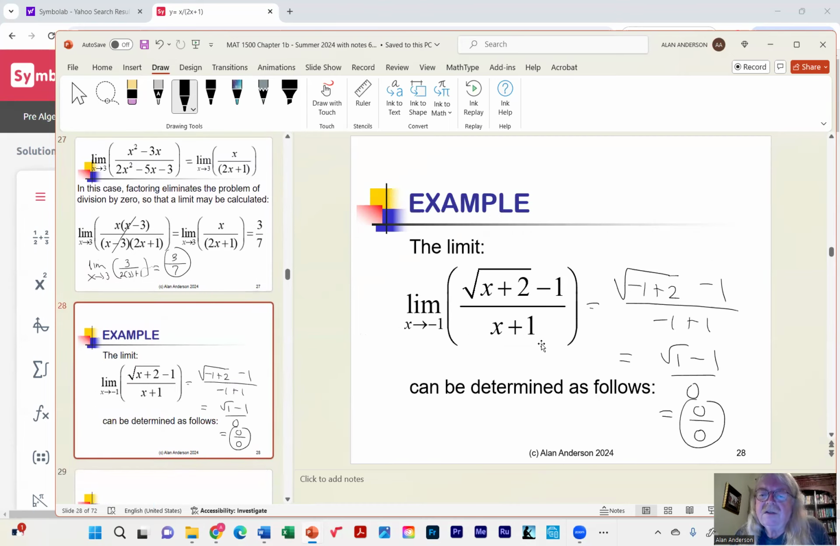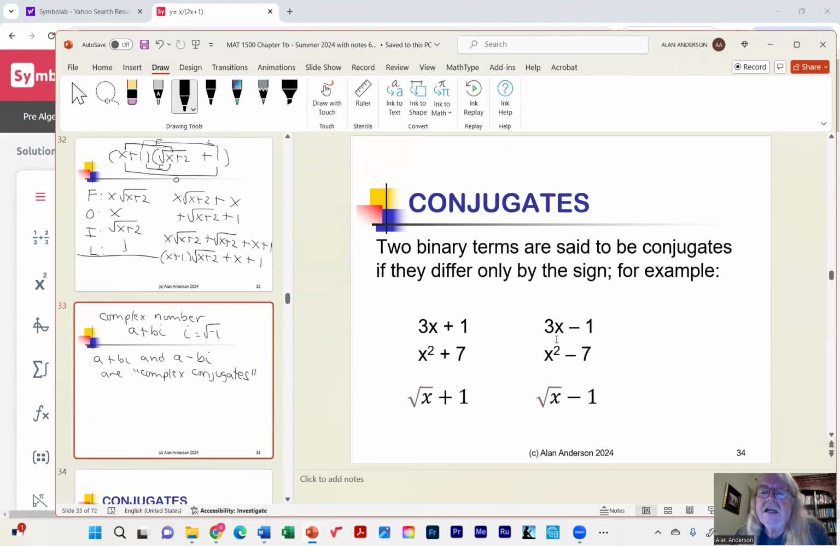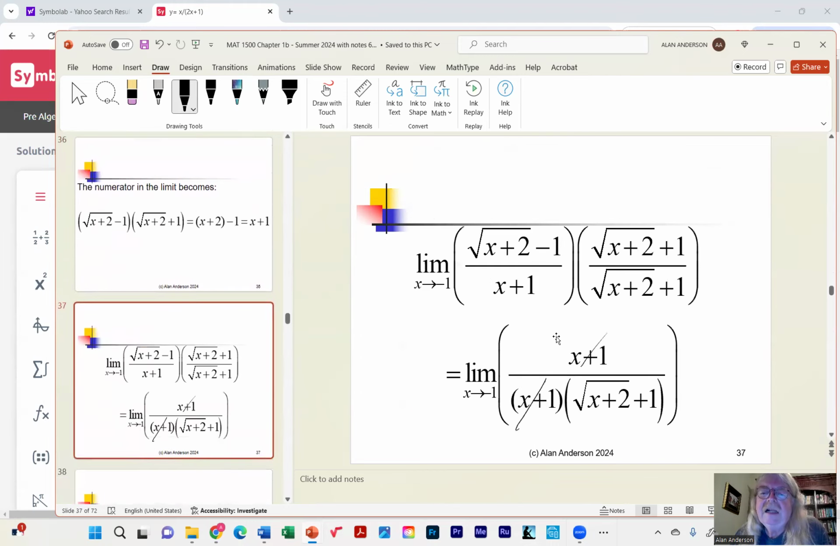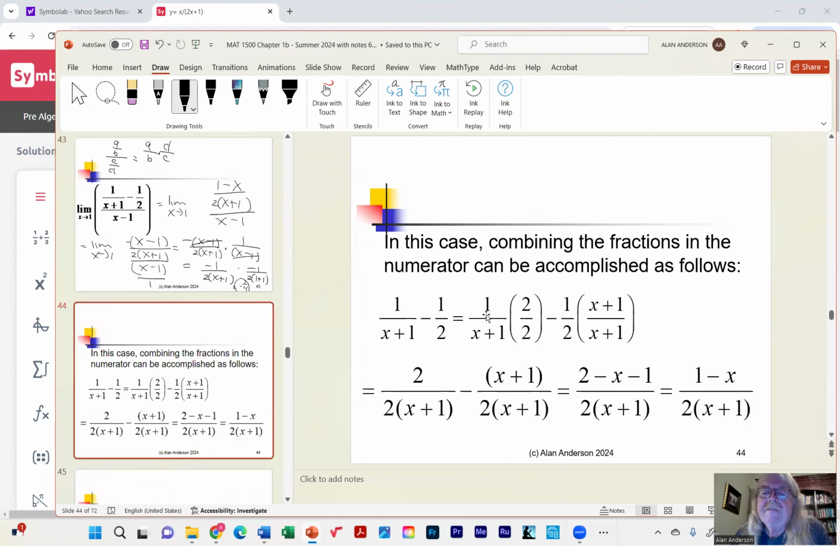Here we used conjugates, and that helped a lot. And then these next two, we combined the two fractions in the numerator so that ultimately made it possible to simplify this and solve directly. Okay.